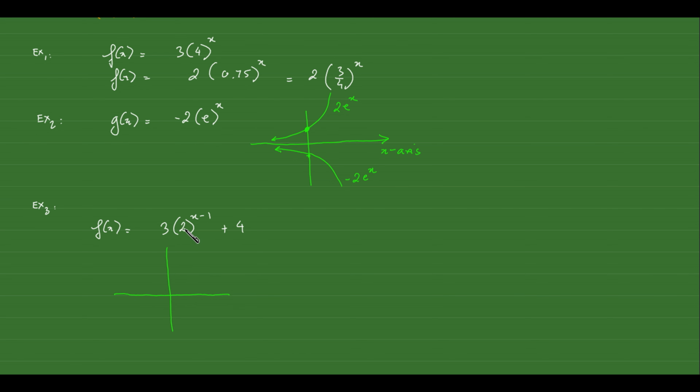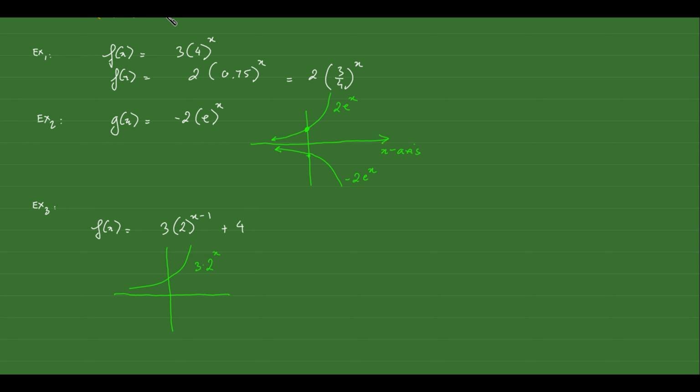Because this is 2, the growth factor, so this could be something like that, right? Okay, that is for 3 times 2 to the x. But right now we gotta move to the right. We move to the right 1 unit.